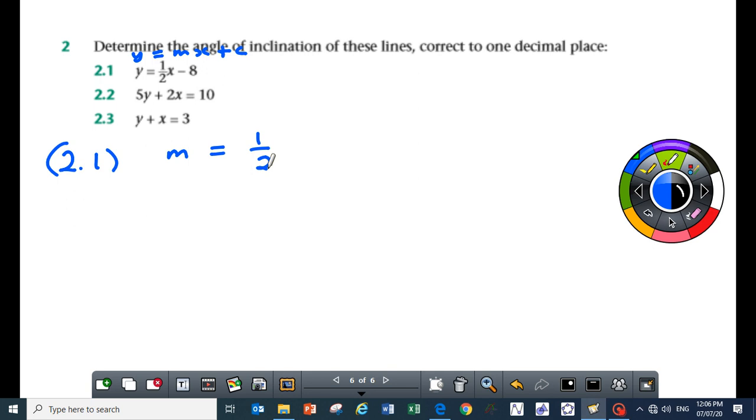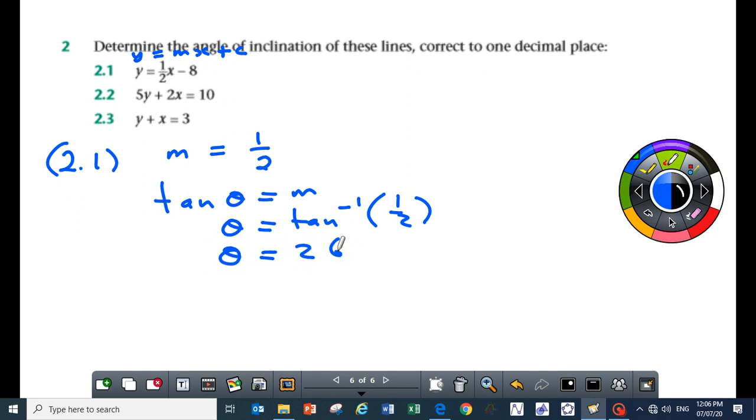So you use the first equation, which is the main one. Right here, tan theta equal to m. So your theta is going to be shift tan of a half. Very straightforward. That's 26, and they say to one decimal place, so that will be 26.6 degrees. We are using tan theta equal to m because the gradient is a positive gradient.